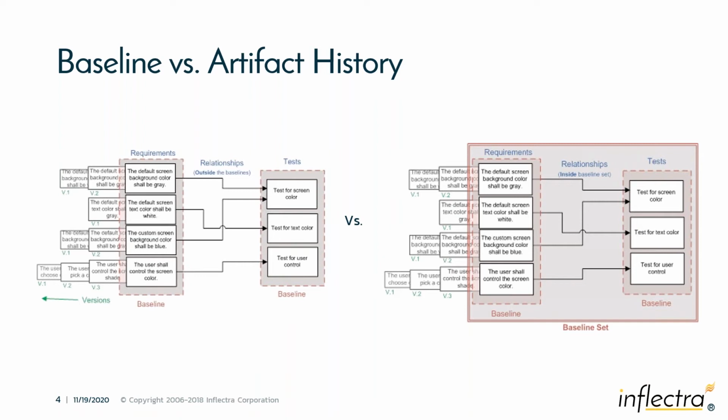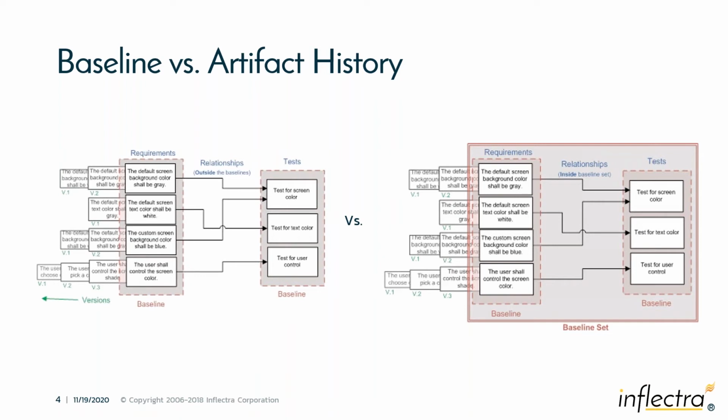But suppose you change a bunch of other requirements at the same time. Well, traditionally without baselining, those are all independent changes. Each of those requirements has changed. You may change the test cases independently as well. All of those artifacts will have their own history, but there's nothing connecting them.